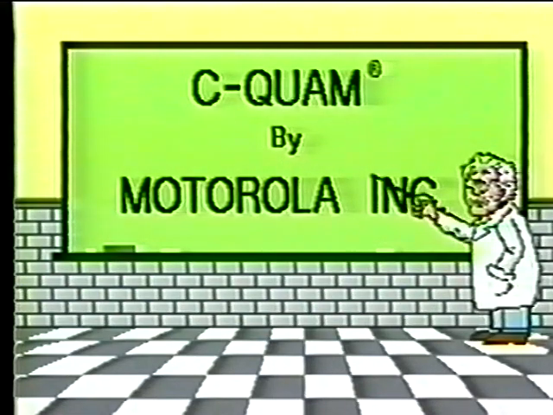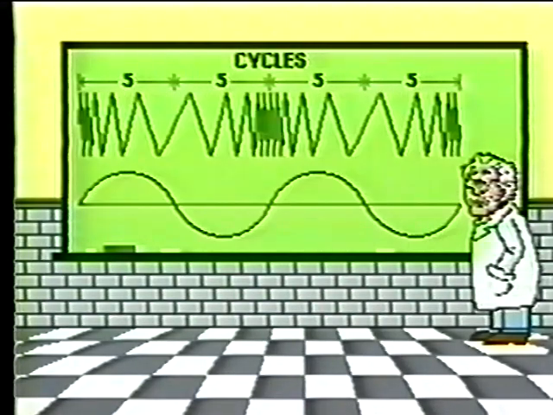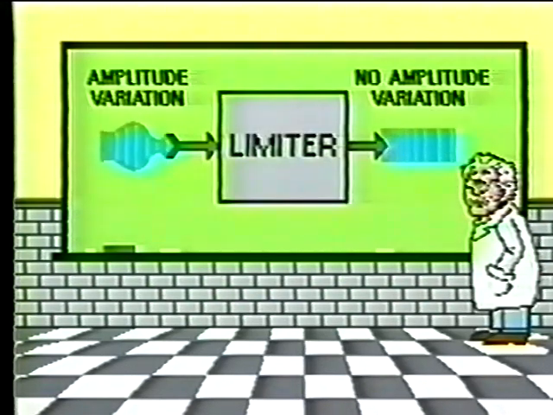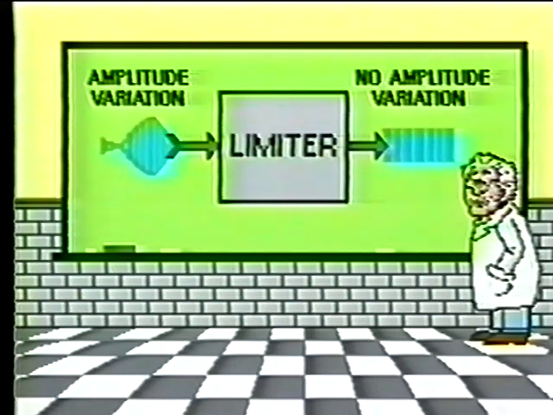CQAM, which is a registered trademark of Motorola Incorporated, is a system which uses amplitude modulation for the monaural part of the signal and phase modulation for the stereo part of the signal. CQAM has become an industry standard for AM stereo. In phase modulation, the phase angle of the signal changes, whereas the frequency of the signal remains constant. The function of the limiter stage is to remove all amplitude variations from the phase-modulated signal, thereby leaving only the phase-modulated sidebands at its output.